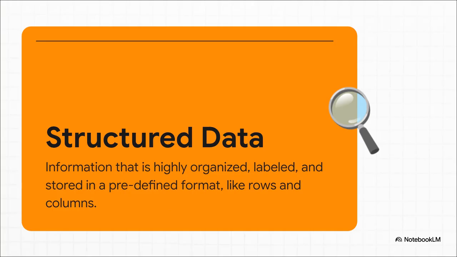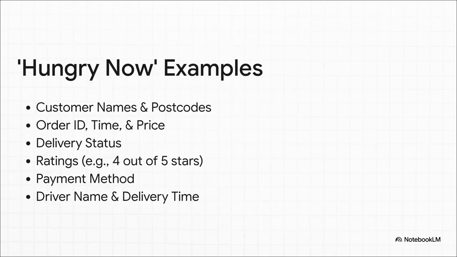So, what is structured data, really? Well, think of it as information that just fits perfectly into nice, tidy boxes. It's got a predefined format, like a spreadsheet with perfect rows and columns. Everything has a label, it's predictable, and it's pretty easy to work with. At our app, Hungry Now, this is really our bread and butter. We're talking about all the basics: customer names, their postcodes, every single order ID with its price and exact time, the delivery status, and of course, those all-important star ratings. It's all the stuff that lives happily in our databases.